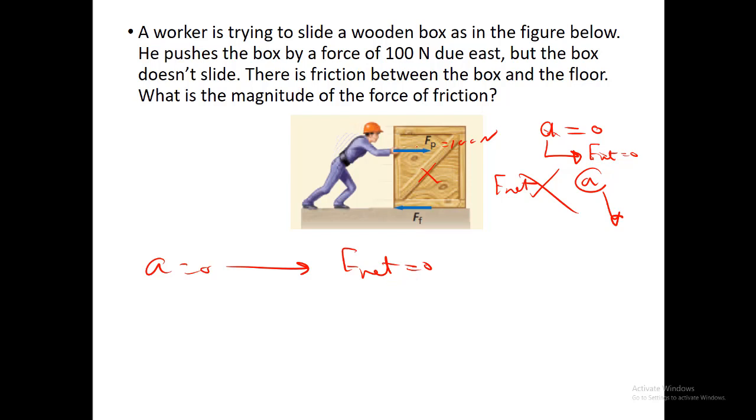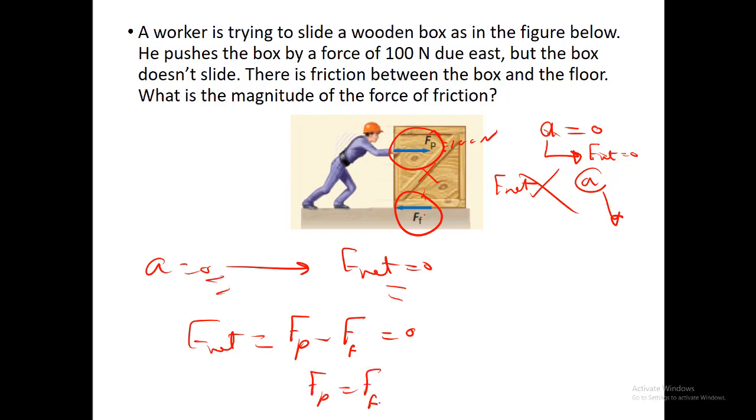So what does F net equal here from this sketch? We have two forces. It equals this one minus that one. This is plus, this is minus. It should be FB minus FF, and it equals zero. Because it equals zero, FB equals F friction equals 100 Newton.